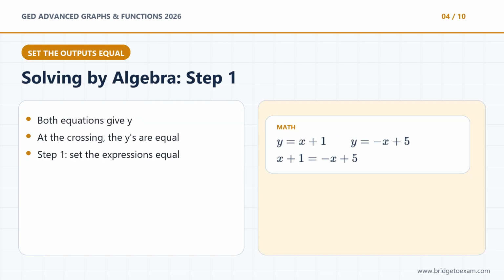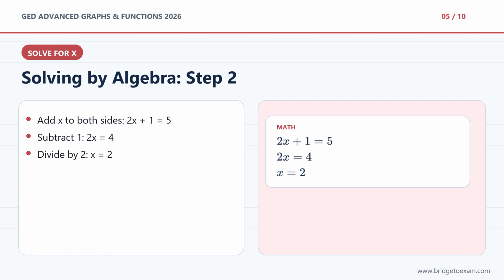We can also solve without a graph, and it is very reliable. When both equations are solved for y, the two y expressions are equal at the crossing point. So step 1, set the two expressions for y equal to each other. For y equals x plus 1 and y equals negative x plus 5, we write x plus 1 equals negative x plus 5. Now solve that equation for x, one step at a time.